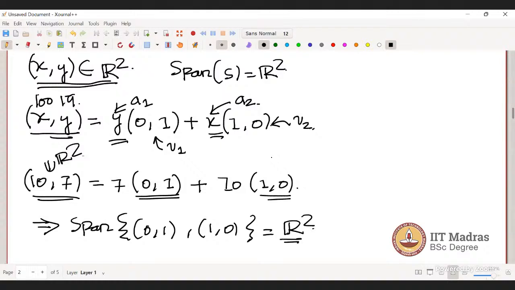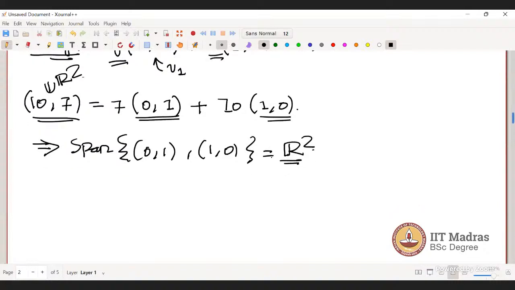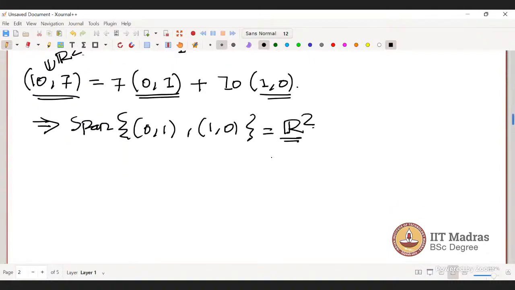Can you please take an example of a set whose span is not R2? Yeah, I'll take that. Yes.